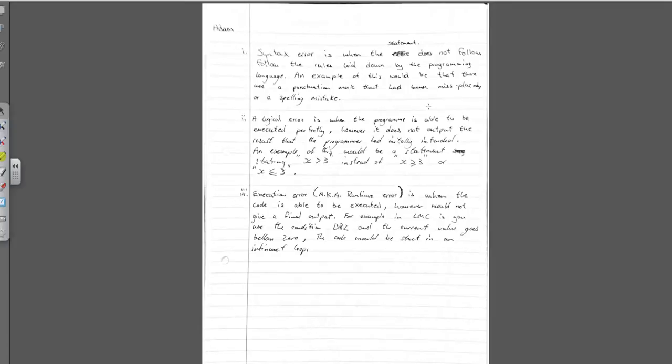A logical error is when the program is able to be executed perfectly, however it does not output the result that the program had initially intended. For example, a statement stating x is greater than 3 instead of x is greater than or equal to 3, or x is less than or equal to 3. Okay, I'll give you 3 for that. You haven't stated what the intention was there, so there's the weakness there. Actually, I'm going to give you 2, so you got 5 out of 6 so far.